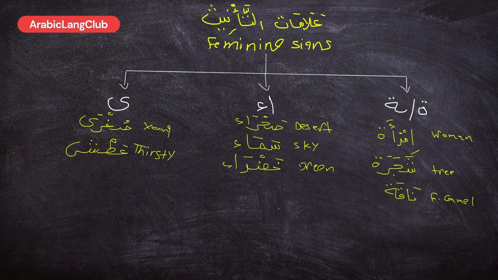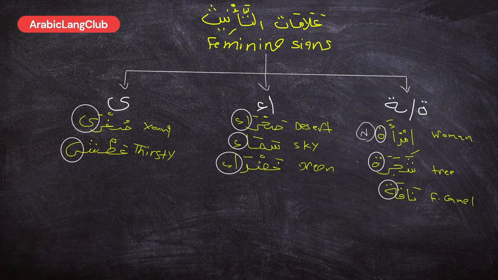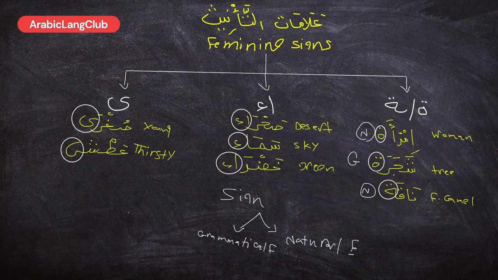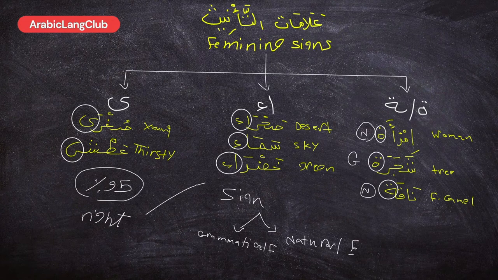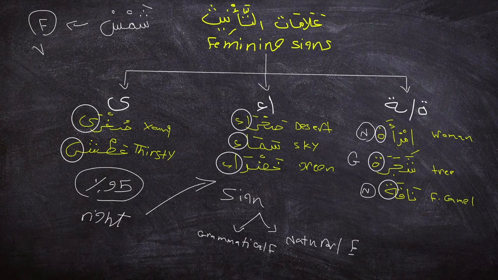If you think about each word, you will find that imra'a, woman, is a natural gender. Shajara is a grammatical gender. Naqa is a natural gender. So, as you can see, the sign could be with the natural feminine and it could be with the grammatical feminine. So in this way, by learning the Arabic noun by its form, you will get, as I said, 95% correct. But what about the 5%? In words like shams, which means sun, it's a feminine word in Arabic, so it doesn't have a sign and it has no biological sex feature.